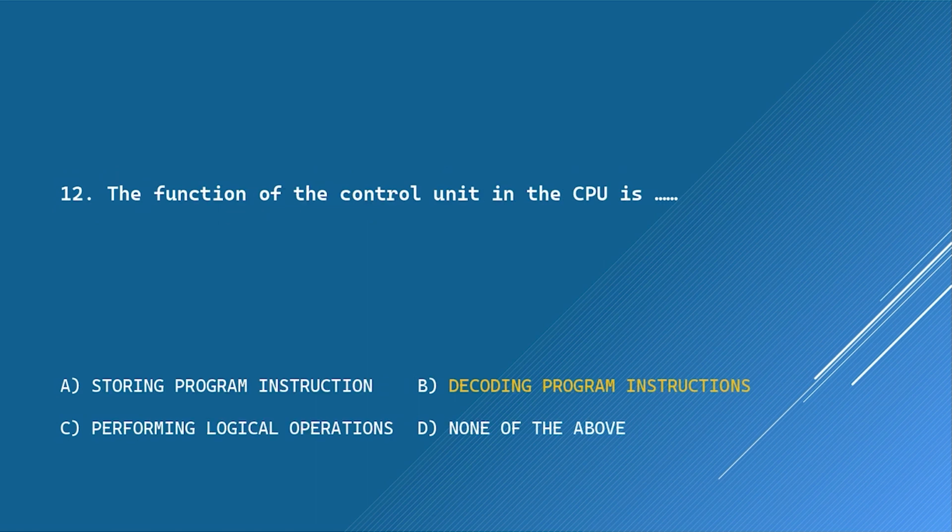12. The function of the control unit in the CPU is? A. Storing program instructions. B. Decoding program instructions. C. Performing logical operations. D. None of the above. Correct answer is decoding program instructions.